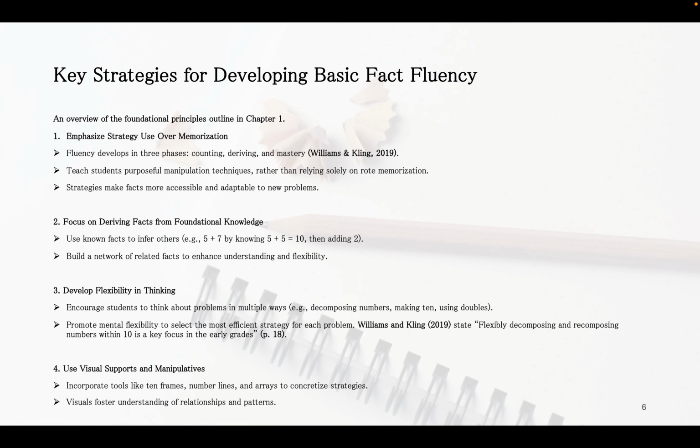Going back to number 1, fluency develops in 3 phases: counting, deriving, and mastering. Teach students purposeful manipulation techniques rather than relying only on rote memorization. Strategies make facts more accessible and adaptable to new problems. Going to number 2, use known facts to infer others, such as 5 plus 7, knowing 5 plus 5 equals 10, then adding 2 more. Build a network of related facts to enhance understanding and flexibility.